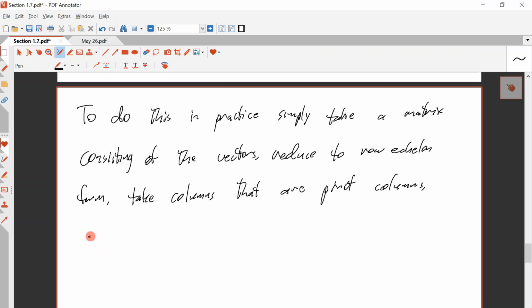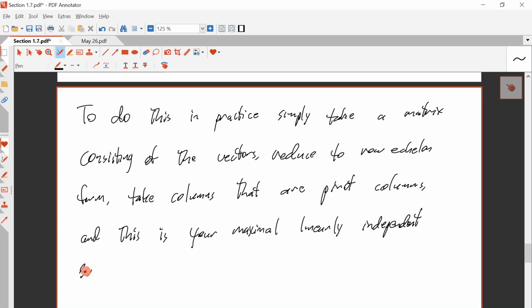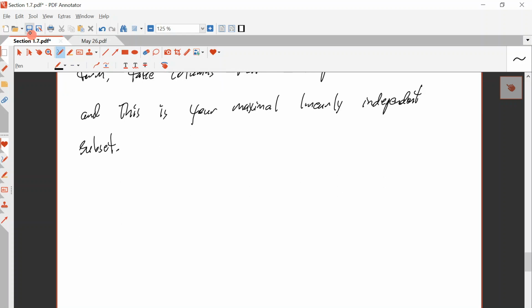Take the columns that are pivot columns, and this is your maximal linearly independent subset. Okay, one caveat about this that I'll mention as we go along here.